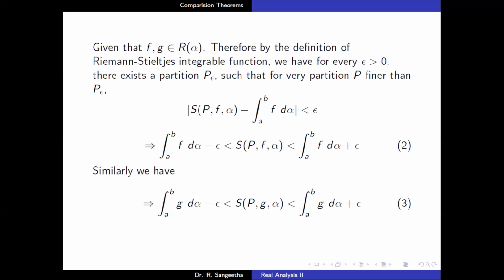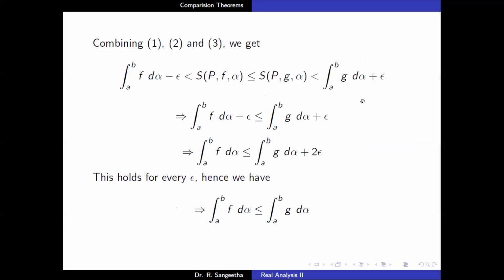Okay, so now we are going to combine the inequalities 1, 2 and 3. So in 1, what did we have? We had S_P(f, alpha) is less than or equal to S_P(g, alpha). Now from 2, on the left hand side, what was there? Integral a to b f d alpha minus epsilon is less than S_P(f, alpha). Now from inequality 1 we can write this is less than or equal to S_P(g, alpha). Now from 3 we can write this is less than integral a to b g d alpha plus epsilon.